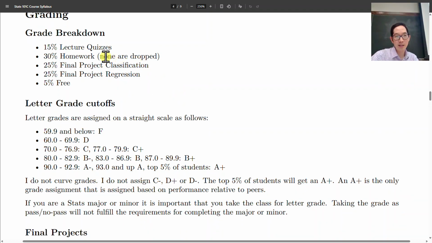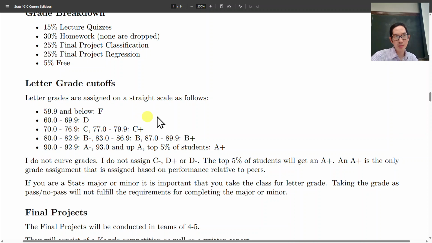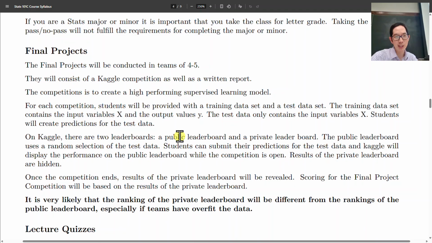And let's see, I'll have lecture quizzes, which are quizzes related to the lecture that you have to respond to. Okay, and then we'll have these final projects. I'll talk about the final projects maybe next week or so. But basically, we'll have two projects. One's going to be a classification project. One's going to be a regression project.